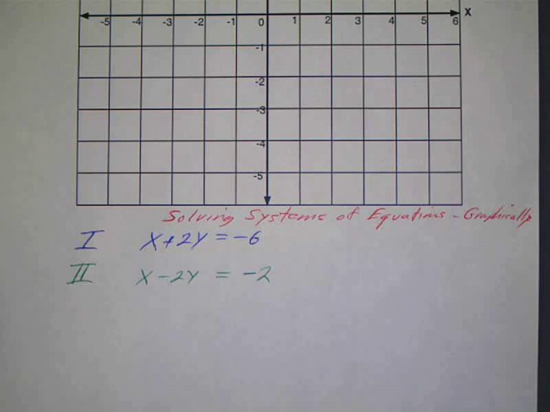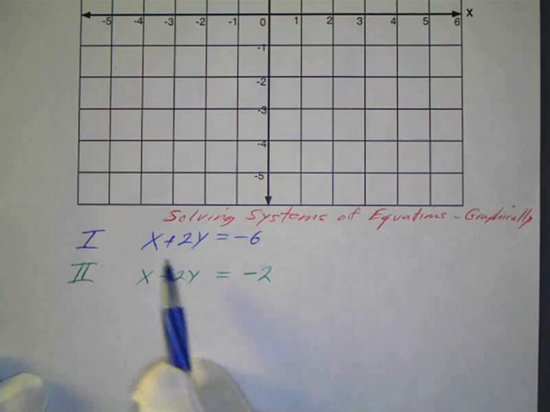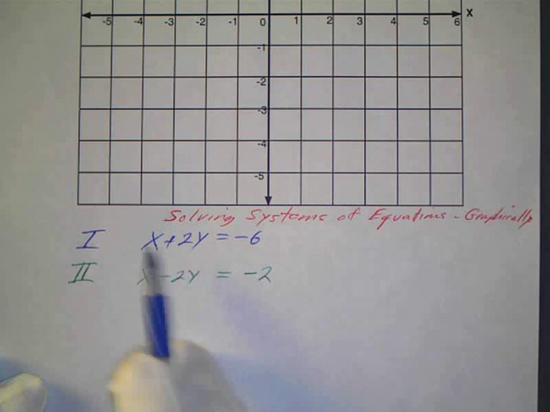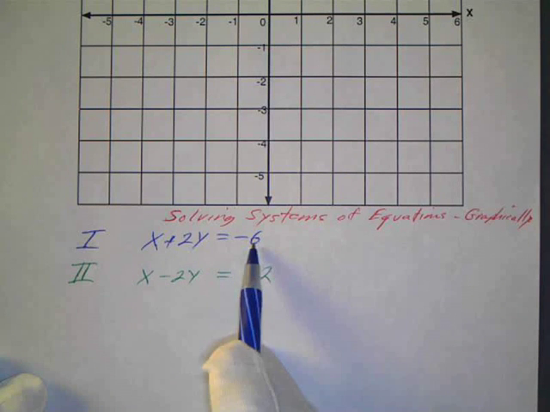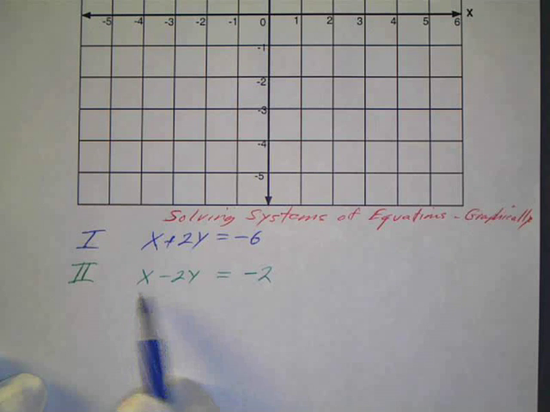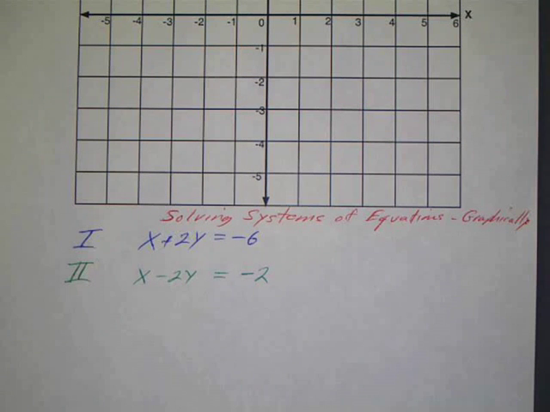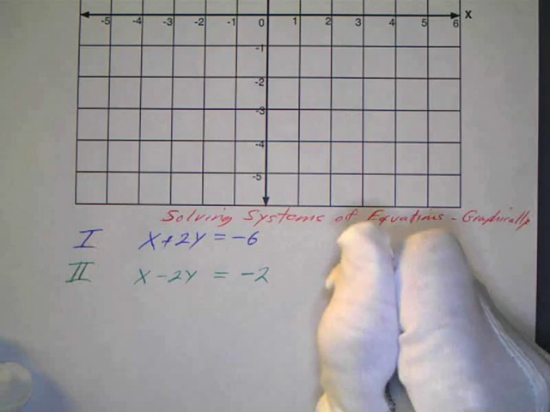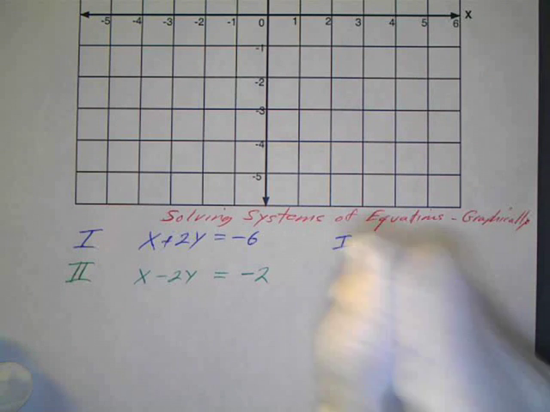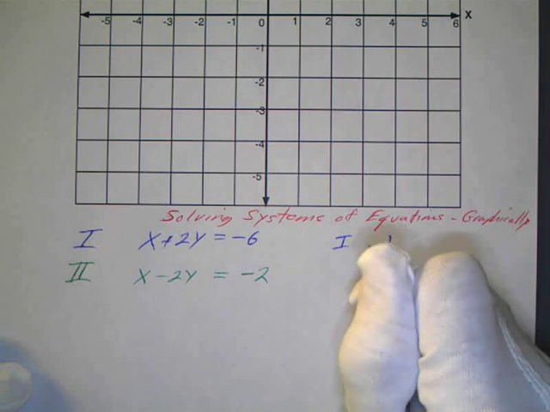So here's an example of solving systems of equations graphically. I've got a couple of equations, and I always label my equations, and I've color-coded them so it's a little bit easier to see. So this is equation number 1, x plus 2y equals negative 6, and then equation 2, x minus 2y equals negative 2. We want to graph these two equations and then see where they intersect, and that's going to be the solution graphically.